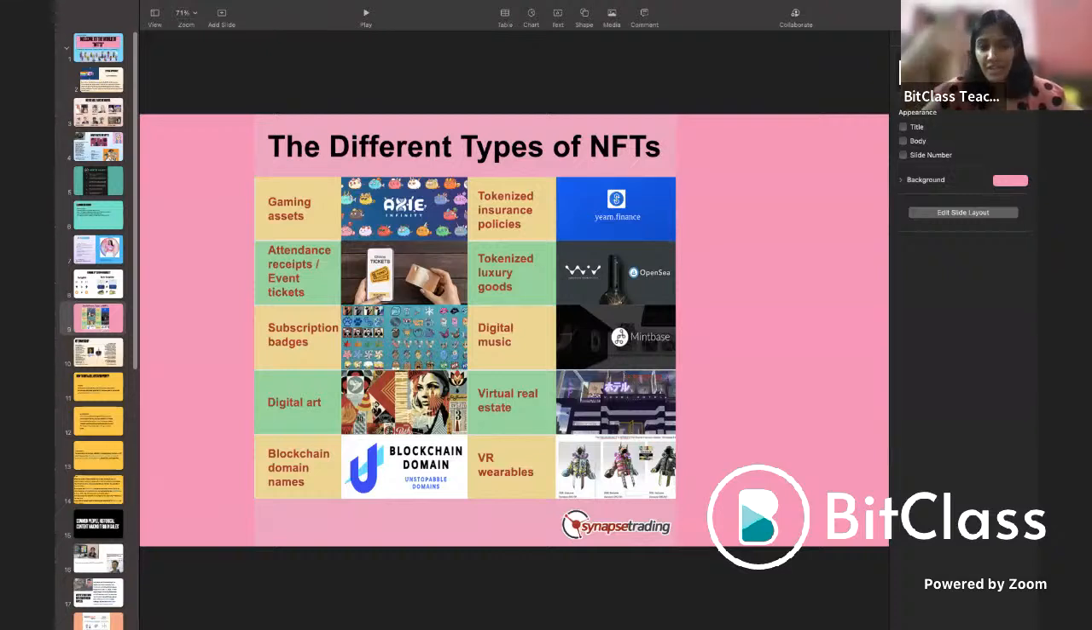And then there are attendance receipts for events, there are tickets. Justin Bieber is selling his concert tickets as an NFT. You need to show that NFT, then only you will get a pass to that concert, right? So this is the utility of Justin Bieber's NFT. Pretty neat, right? Subscription badges, digital art is the most common, blockchain domain names. Virtual reality wearables, like let's say watches, sneakers, headbands, accessories, okay? Real estate, digital music, tokenized luxury goods. Adidas, Nike, they're launching their collections in the metaverse, right? Tokenized insurance policy, so on and so forth. They are being sold actively in the NFT space, all right? So these are the different types of NFTs.